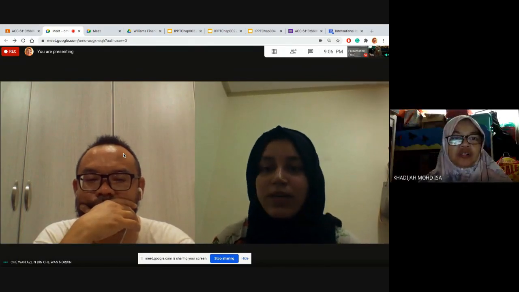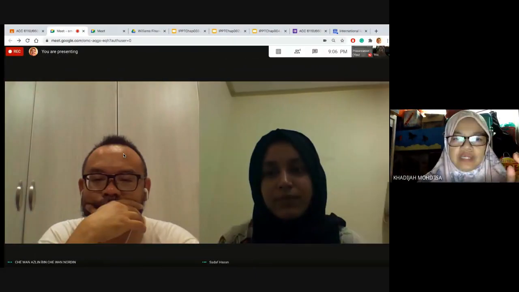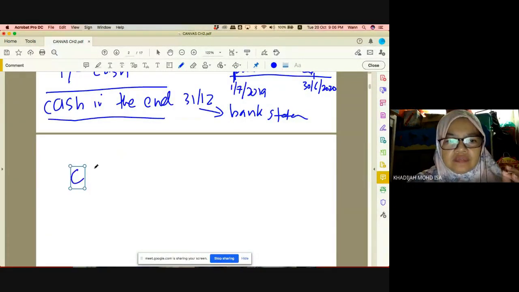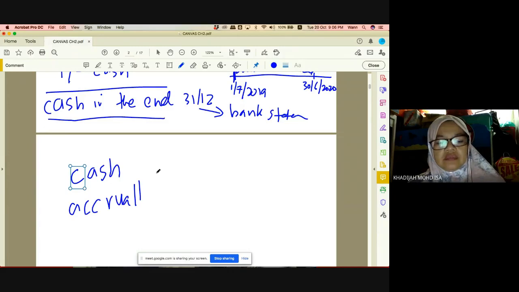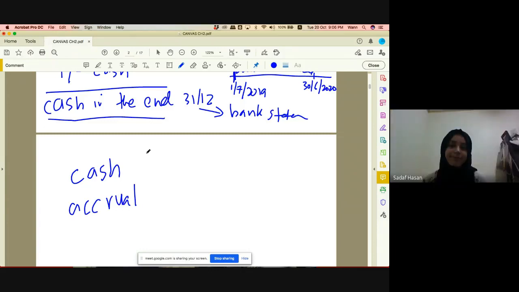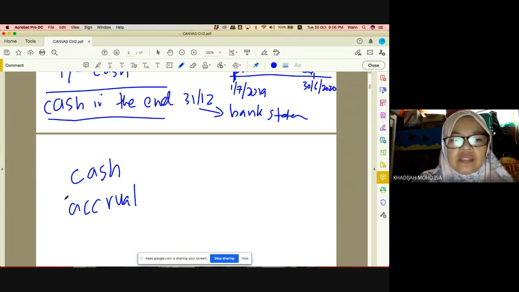Yeah, because when talking about accounting, there are two concepts that we have to understand. We have cash accounting, and you also have accrual accounting. Accrual, what is that? Cash accounting means that you're only going to record a transaction when there is a cash inflow or cash outflow. But what we are using here is what we call accrual accounting.